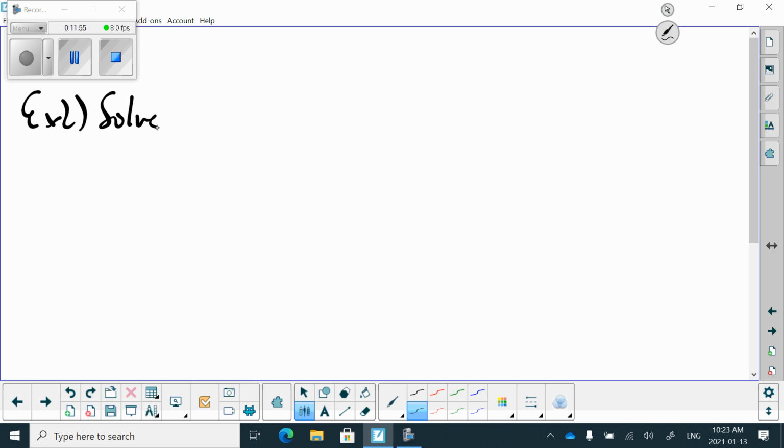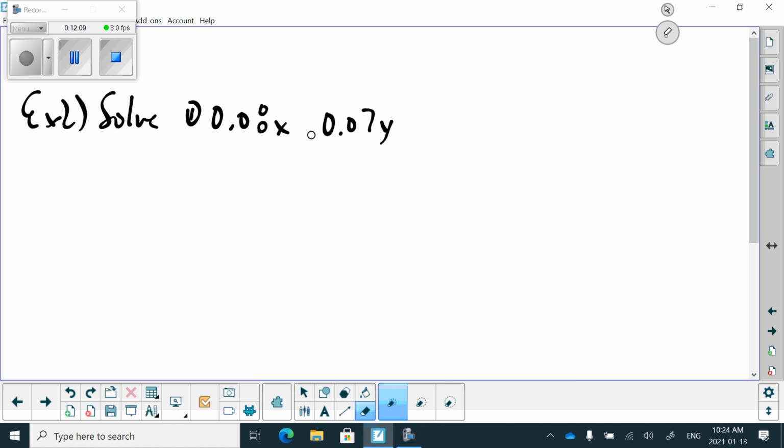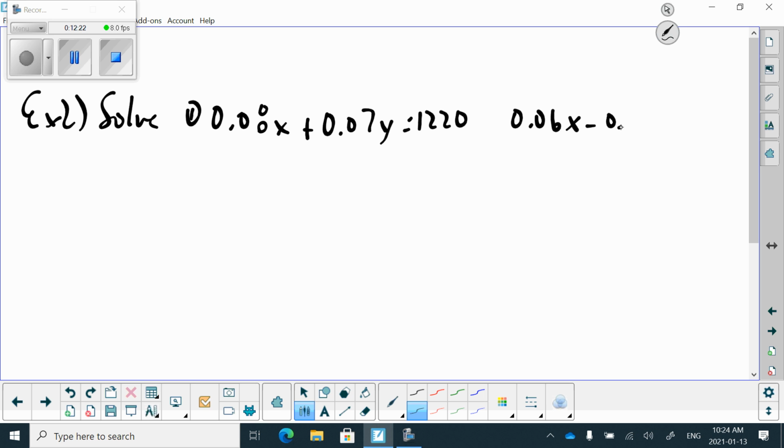Again, solve, of course, what else would it be? First equation, 0.08x plus 0.07y equals 1,220. And the other equation is 0.06x minus 0.05y equals 300. Yep, that's what it is.